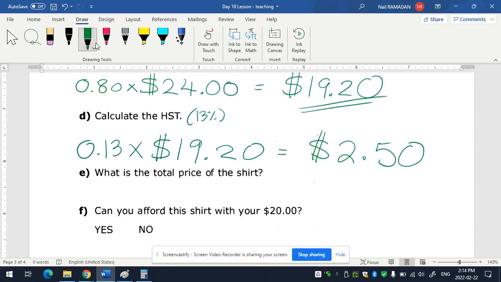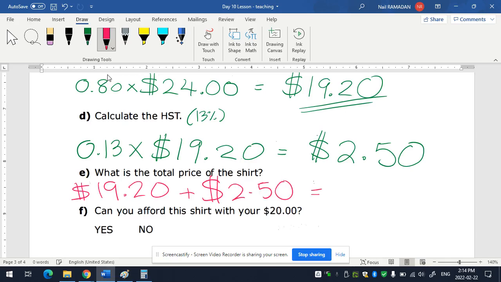Well, we add the 19.20 to the tax on the 19.20. So how much would that be? Well, that's an easy number to add even in our head. Why? Because 19 plus 2 is 21, and 20 cents and 50 cents is 70 cents. Can you afford this shirt with 20? Nope, you still can't. You are still $1.70 short.